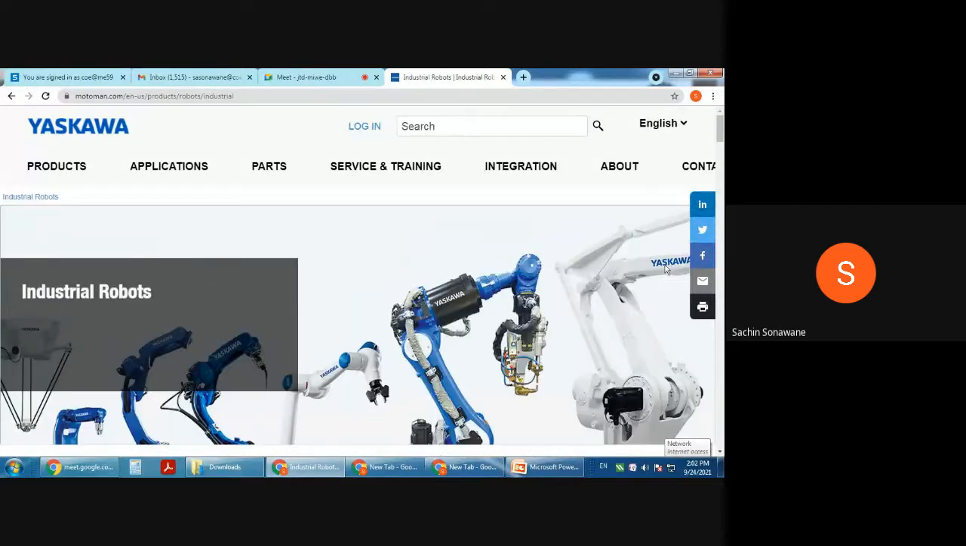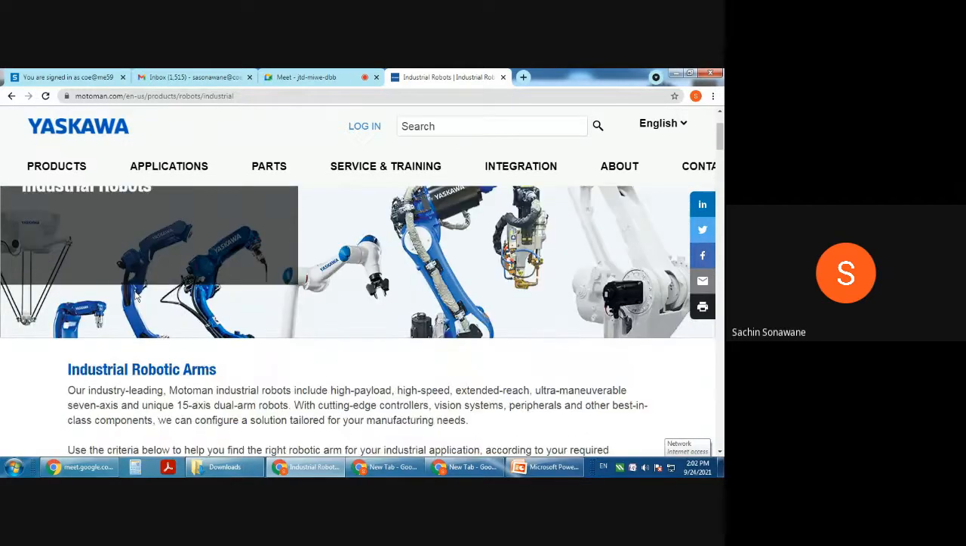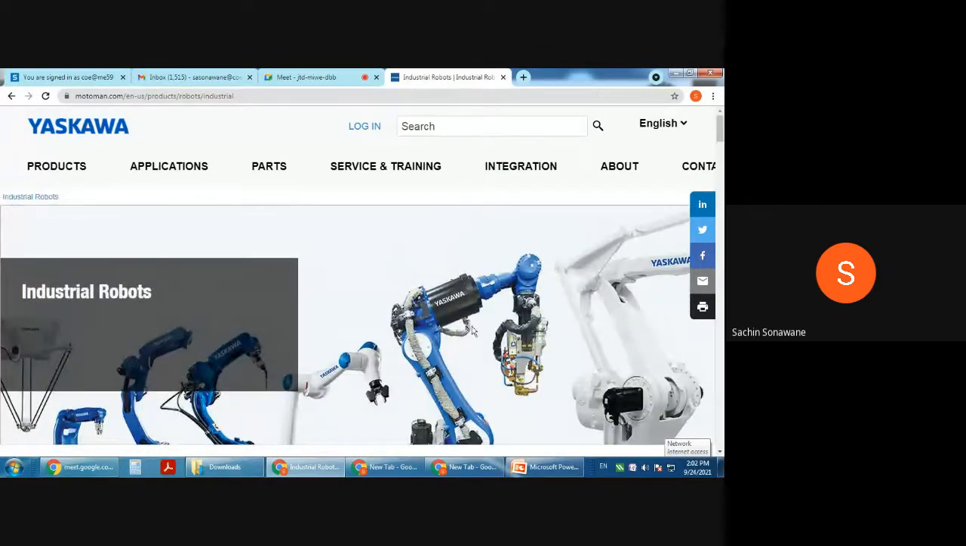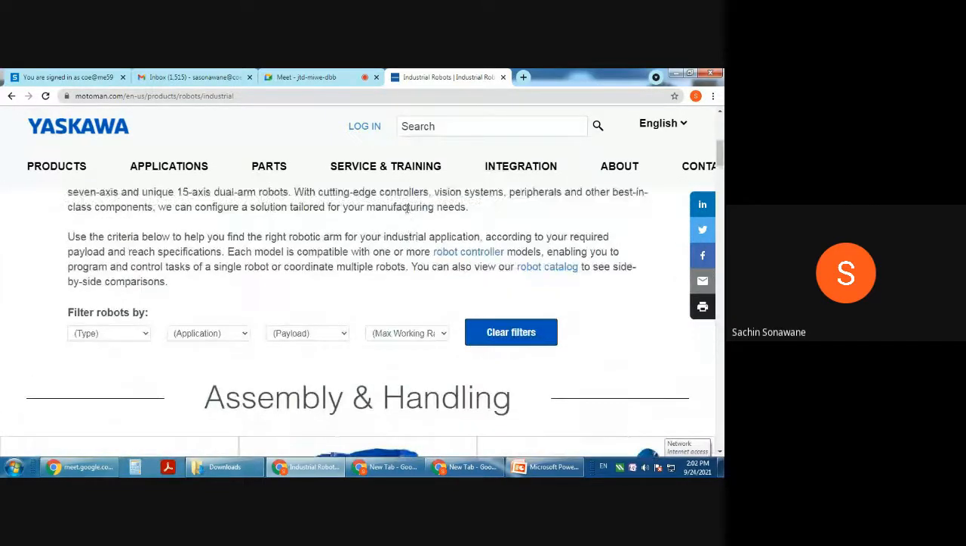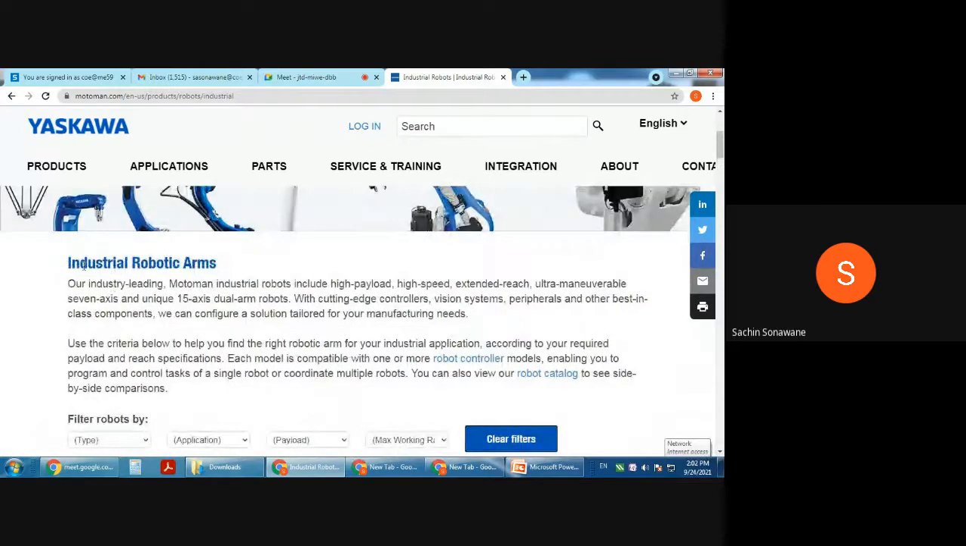Okay, now you are observing one website. This is Yaskawa. It is one company which manufactures different types of industrial robots. This is the Delta robot. See here. I am going to show it to you afterwards. I will look at the different specifications. First of all, I will read this.